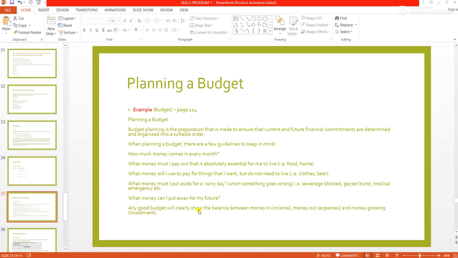The second one is, what money must I pay out that is absolutely essential for me to live, i.e., your food, home expenses like buying toiletries and so forth. Also, what money will I use to pay for things that I want but do not need to live, like your clothes, those that drink beer, those that go on outings and so forth. And also, what money must I put aside for a rainy day when something goes wrong, like when your sewage blocks or geyser bursts, or medical emergencies.